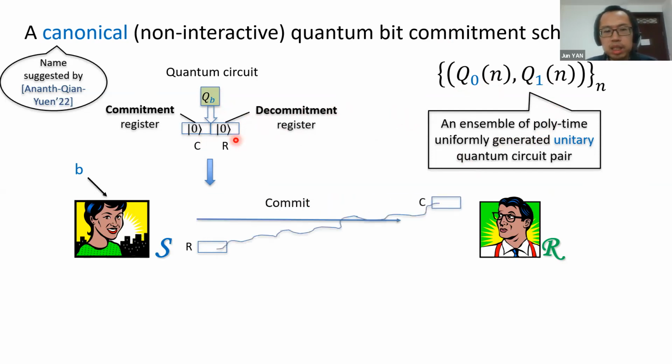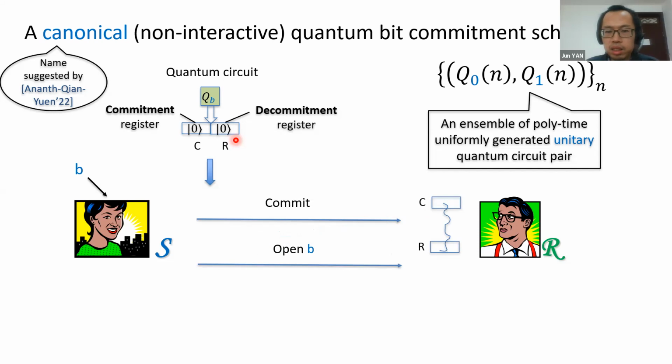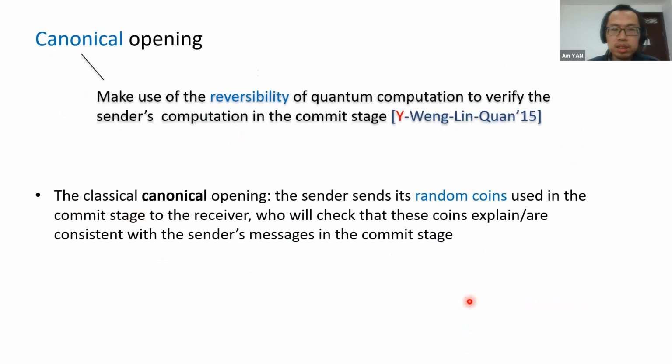In the commit stage, we just send the register C to a receiver. And in the reveal stage, to open B, we send the register R to the receiver, who will perform the inverse of QB on C and R to check if they return to all 0 states. If yes, accept, reject otherwise. We note that its opening is canonical in the sense that it makes use of the reversibility of quantum computation to verify the sender's computation in the commit stage.